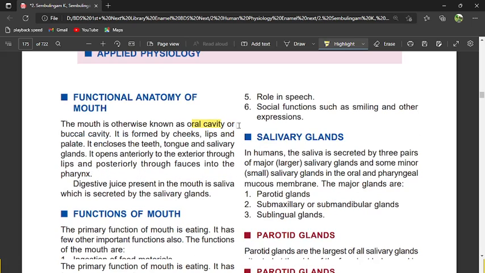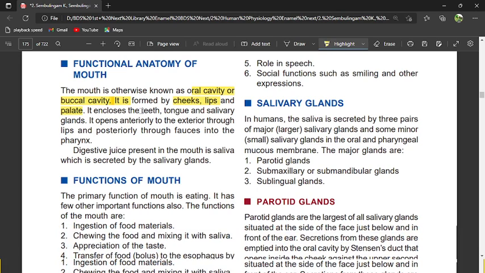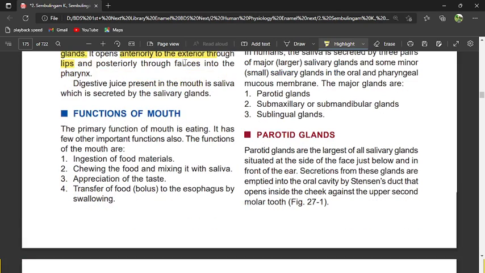Mouth is otherwise known as oral cavity or buccal cavity. It is formed by the cheeks, lips and also palate. It encloses what? Teeth, tongue and salivary glands. What do we call our mouth? Oral cavity, buccal cavity. What is it formed by? Cheeks, lips, and palate, the upper jaw. It encloses the teeth, the tongue, and the salivary glands too. It opens anteriorly to the exterior through the lips, right? And posteriorly through the fauces or pharynx.